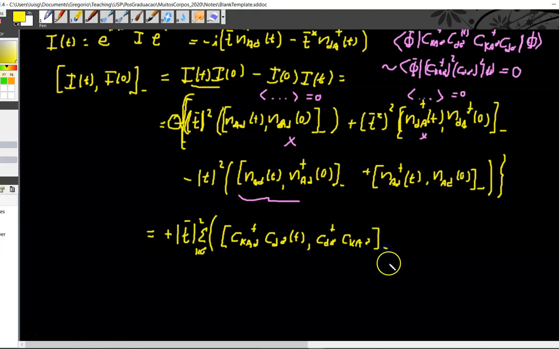Okay, and this term would be something like the complex conjugate of that, right? So it would be c d c k a sigma at T, commutator with c k a sigma c d at time 0. So that's what this comes down to. And I want to calculate precisely the expected value of these 2 commutators. Okay.